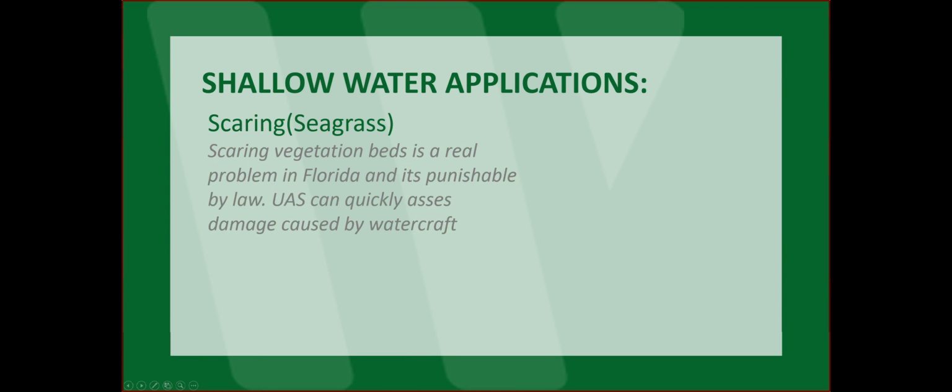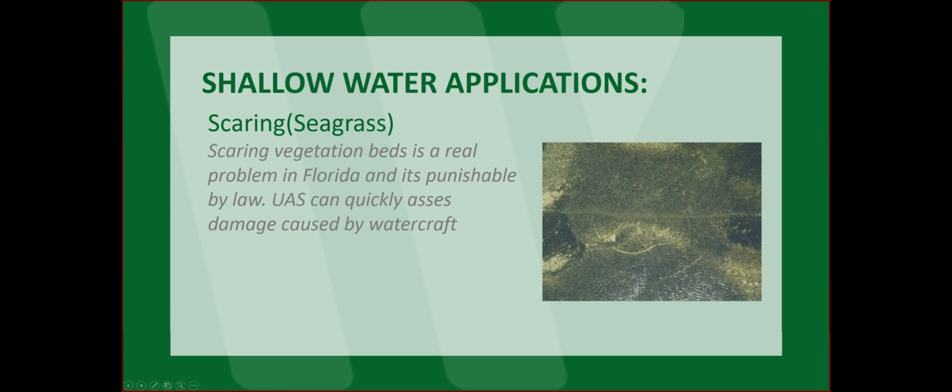Scarring. Scarring vegetation beds is a real problem in Florida, and it's punishable by law. UAS can quickly assess damage caused by watercraft. This is because of their ability to be rapidly deployed, and of course the high resolution imagery they collect.